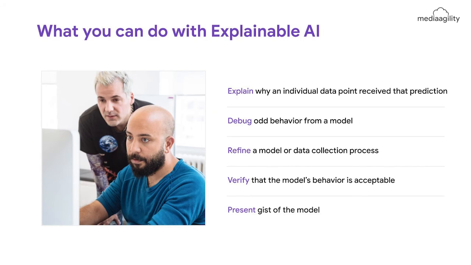Can we refine? So for all these cases where we see that there is some disparity, it's not matching the expected results, can we refine our model? Can we fine tune it? Yes, we can. And then can we verify the model's behavior is acceptable? Finally, whatever the model is, can we present a gist of it? Can we say what the model has learned? So those things can be explained by using Explainable AI part of the GCP.